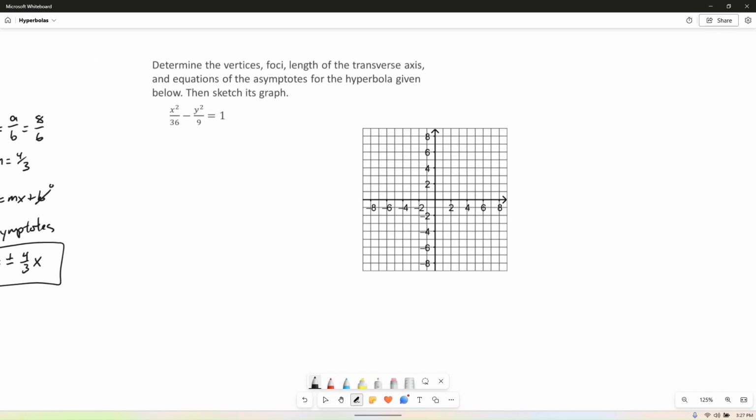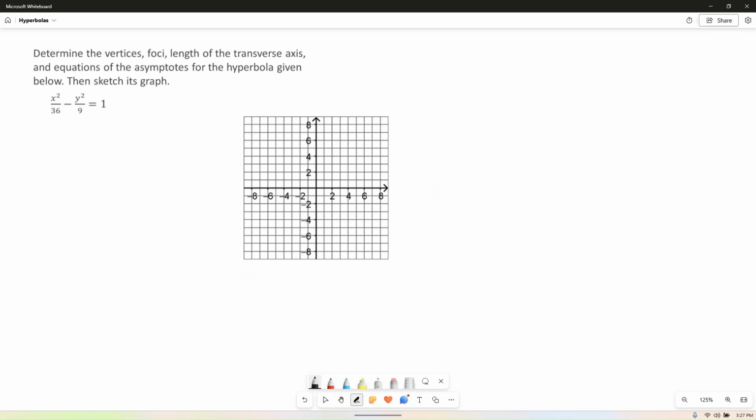All right, let's look at another example. This time we're given the standard equation for the hyperbola, and we want to identify all of its key characteristics, so vertices, foci, length of the transverse axis, and the equations for the asymptotes. And then we want to sketch its graph. To do all of that, we need to first find the values for a, b, and c. And we can also identify whether it's a horizontal or vertical hyperbola. To figure out whether it's horizontal or vertical, look at the variable that's in the positive fraction.